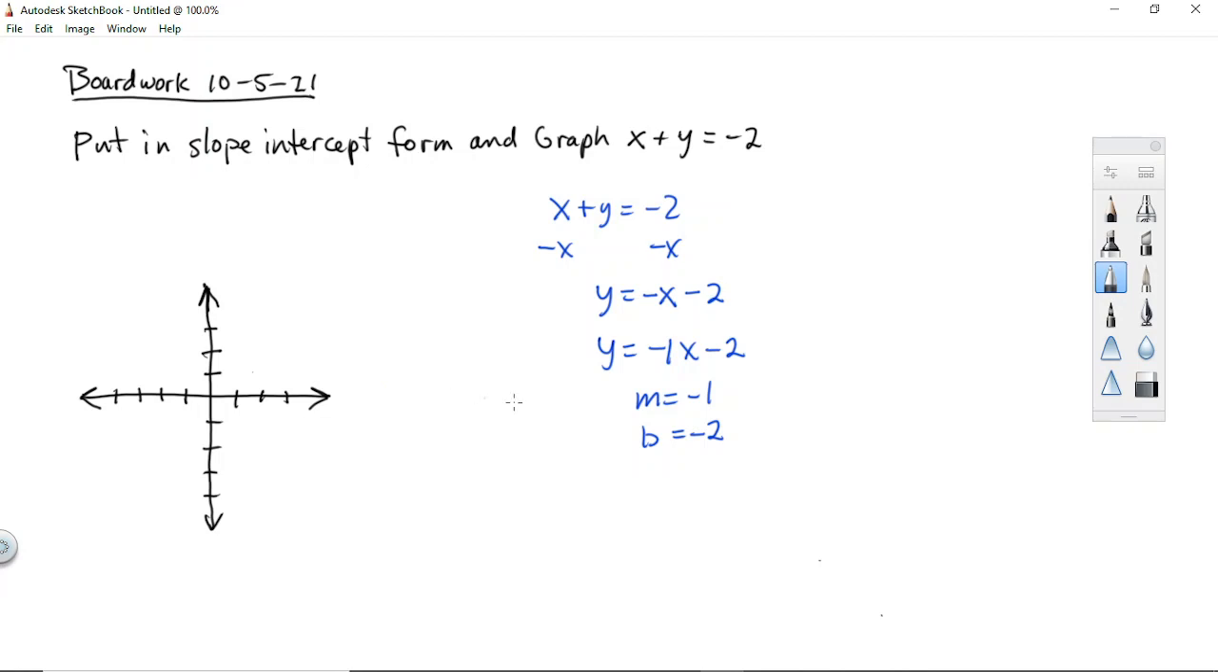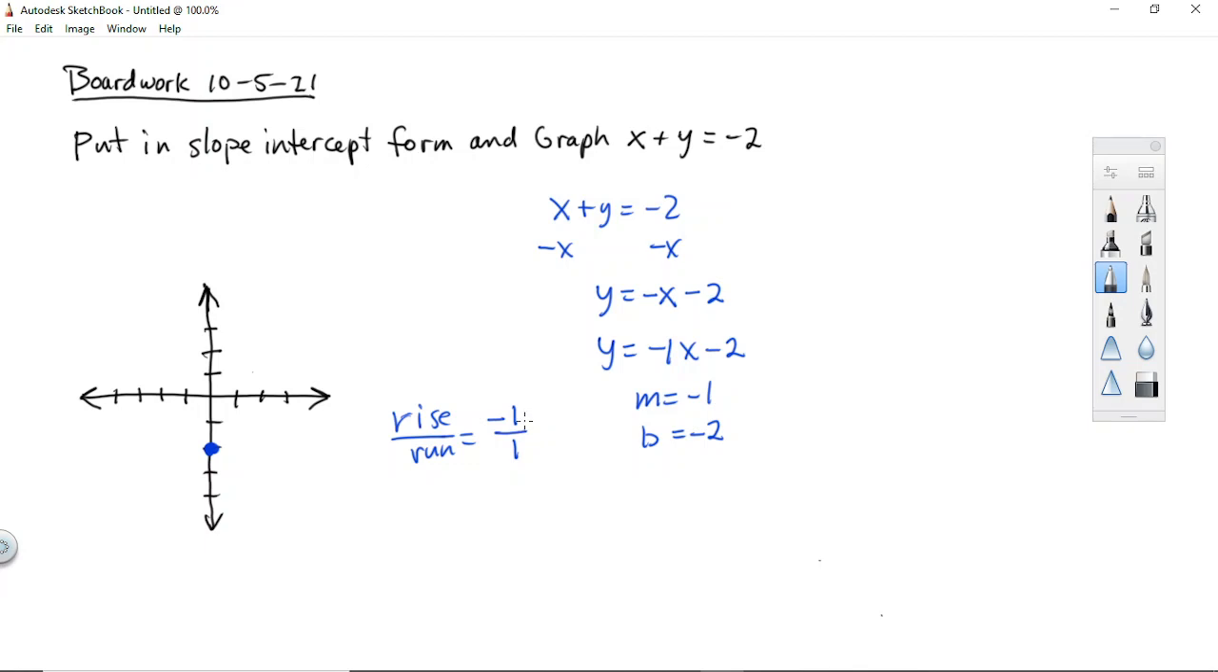So we have our point. B is negative 2, so our y-intercept is negative 2. So we have that point, and now the slope is negative 1. That means rise over run equals negative 1, and we can put the negative sign on either one, and we're going to write 1 as 1 over 1 because we want to have a rise and a run.